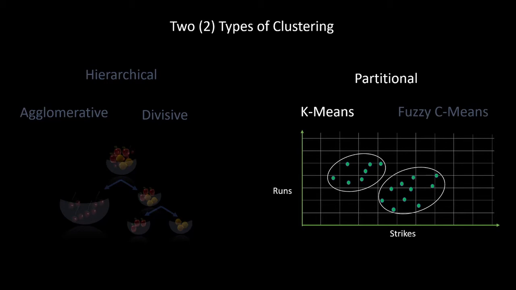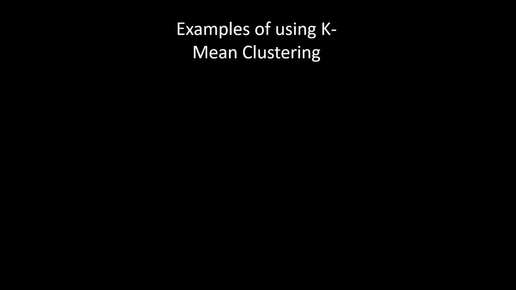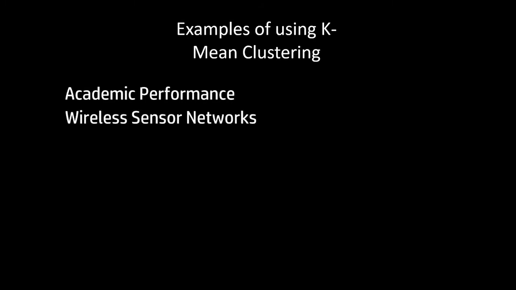So you've got k-means, which is one, and you've got fuzzy c-means. We're going to focus today on k-means, not fuzzy c-means. But basically, fuzzy c-means is a method of doing this with an overlap. You can see it's like a Venn diagram, with a cluster in the middle. Not important for what we're doing today. Examples of using k-means clustering could be academic performance, wireless sensor networks, search engines, stuff like that. That's the application of this.